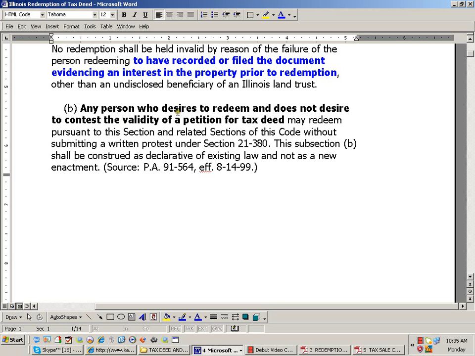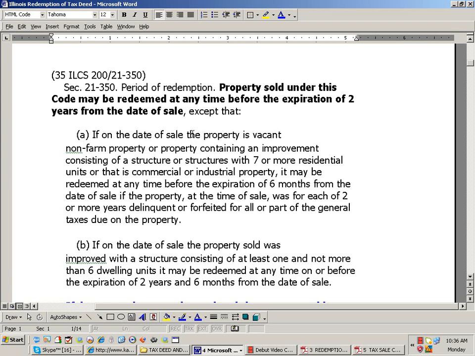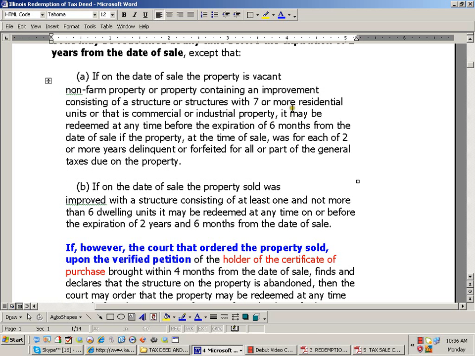Any person that desires to redeem and does not desire to contest the validity of a petition for a tax deed may redeem pursuant to the section. Okay. So this just pointed out who can do it. Property sold in this section can be redeemed anytime. You can do it within 2 years, and you're within your 2-year window.